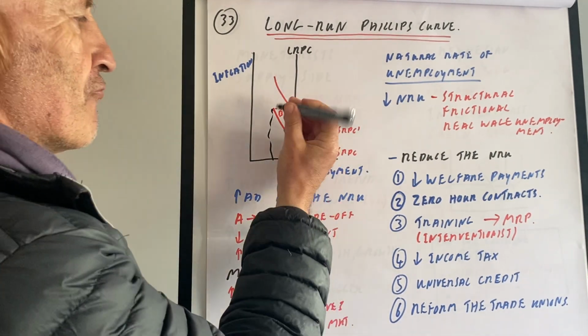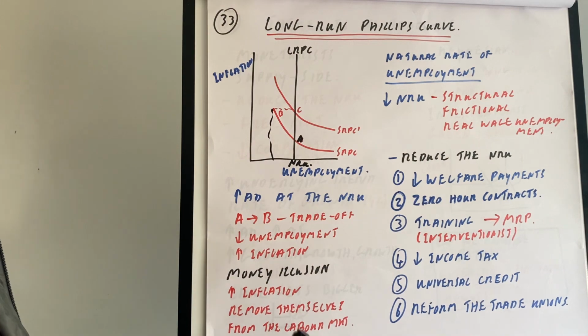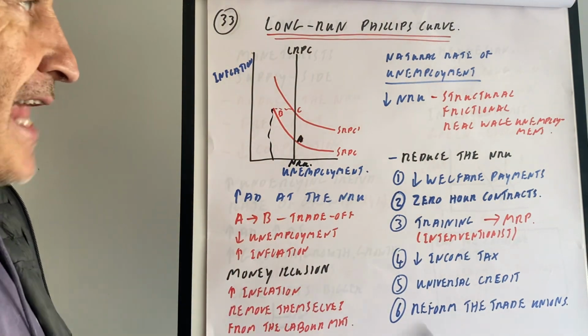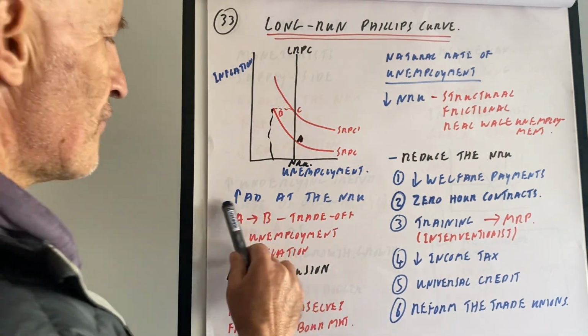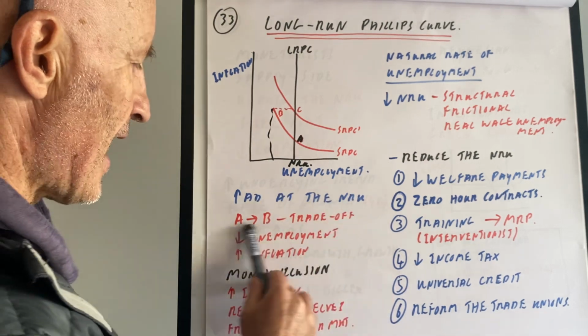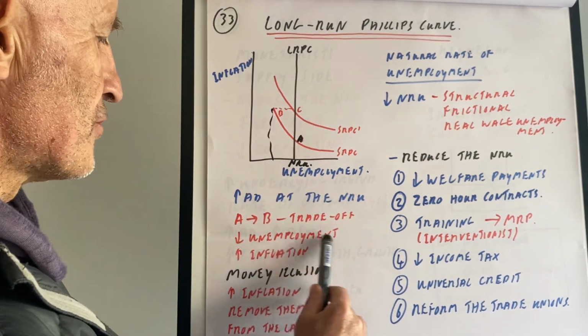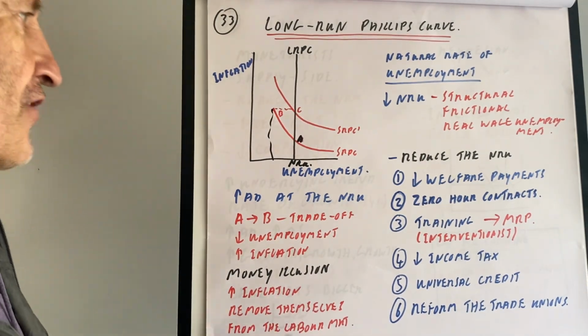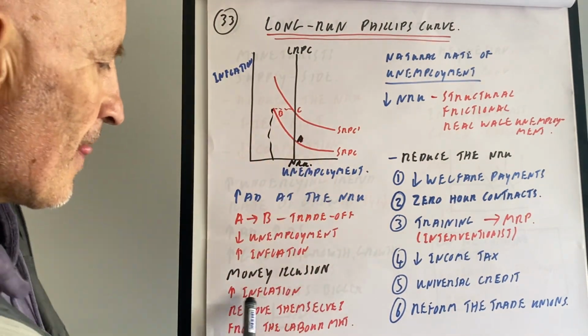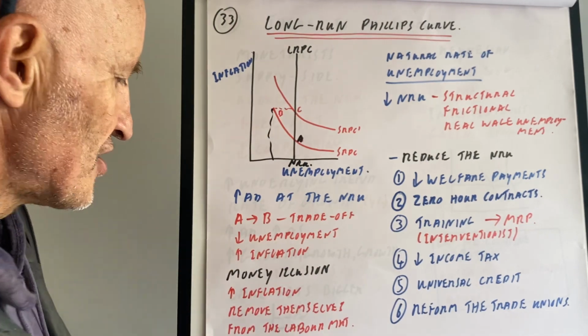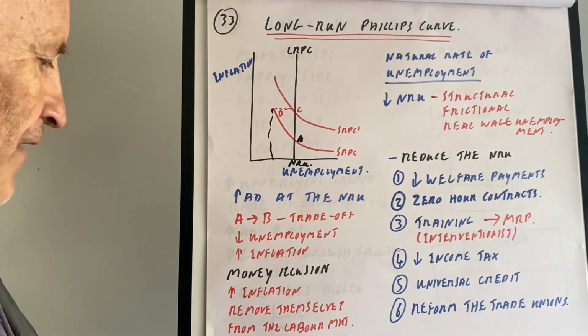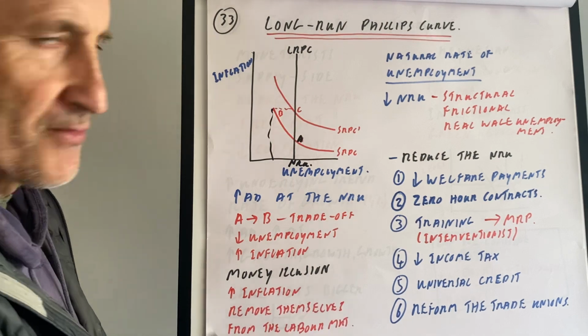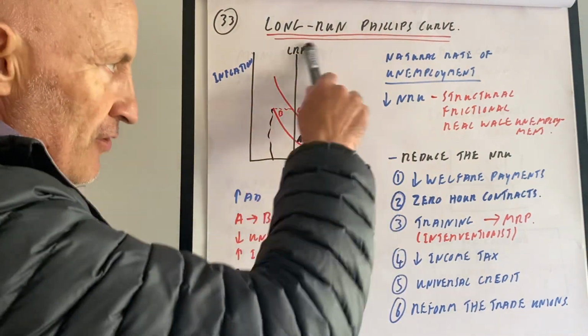When people realise there is higher inflation, they will withdraw themselves from the labour market. So if you increase AD at the NRU, A to B, the trade-off between unemployment and inflation, yes, we will accept that. Workers then suffer from money illusion. They think they're being paid more, but in reality they're not. There's more inflation because the labour market tightens, with higher wages, so they then remove themselves from the labour market. That is the explanation of the long-run Phillips curve.